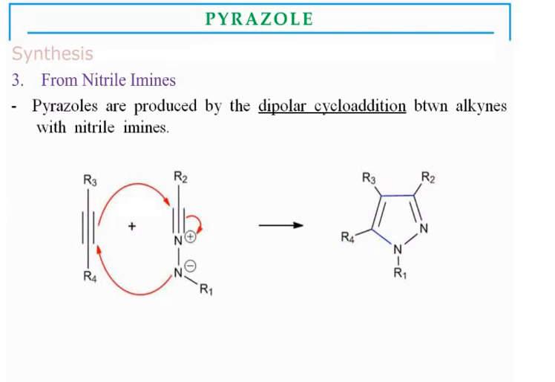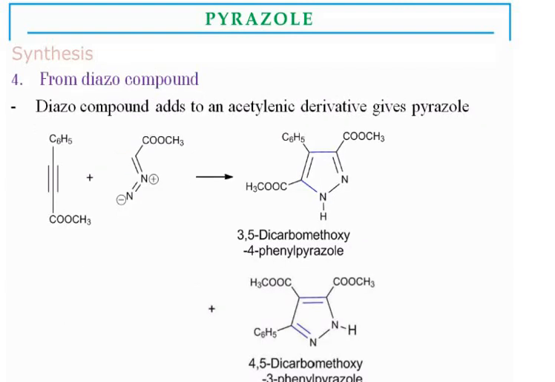From nitrilimine, pyrazoles are produced by dipolar cycloaddition. Dipolar cycloaddition is also a very important cycloaddition, which is a part of pericyclic reactions, between alkynes and nitrilimine, and then you will get the pyrazole. A diazo compound added to an acetylenic derivative gives pyrazole. You can see formation of 3,5-dicarbomethoxy-4-phenyl pyrazole from acetylenic derivatives.